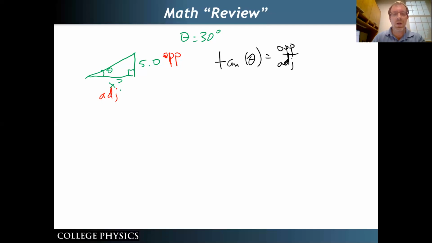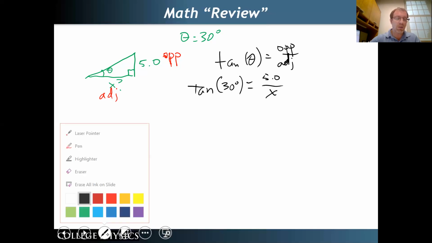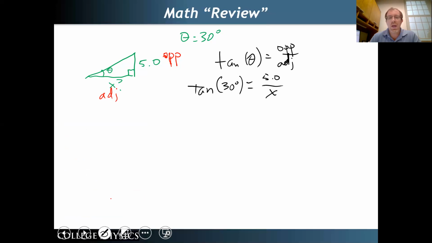All right, let's stick in our values. Tangent of 30 degrees is equal to opposite, that's 5.0, over adjacent, x. Now I've got a bit of an issue, and this is a kind of trap that we can fall into: how do we deal with x when it's in the denominator? Well, I want to get it out of the denominator. How do I do that? Well, I multiply both sides of my equation by x.